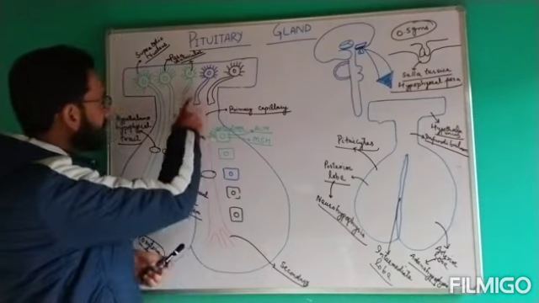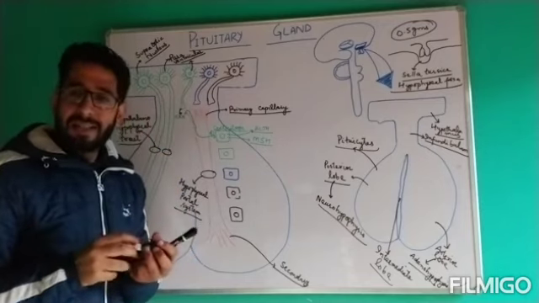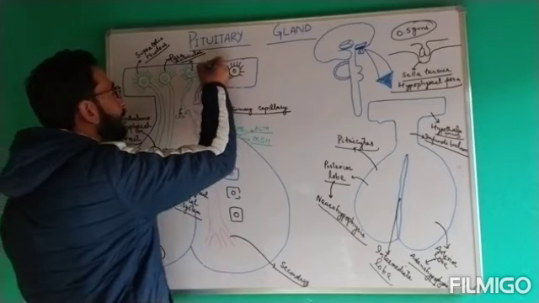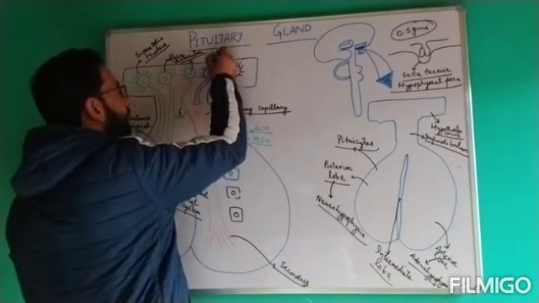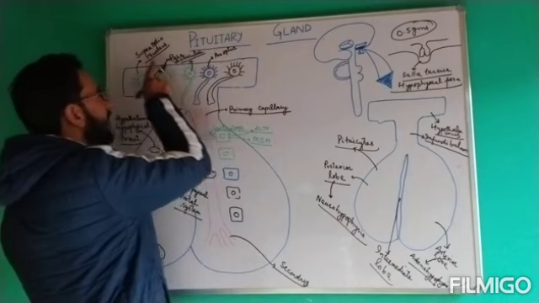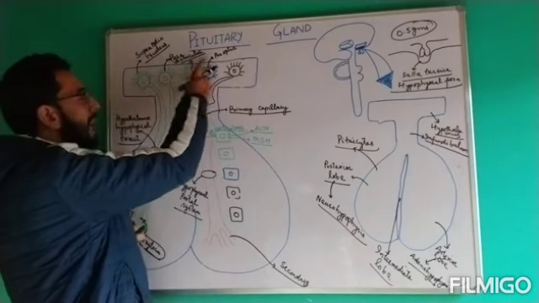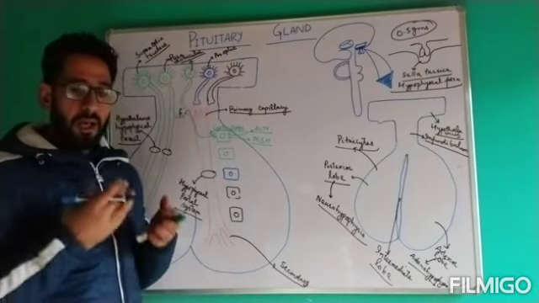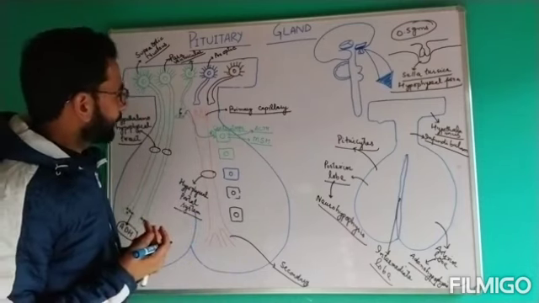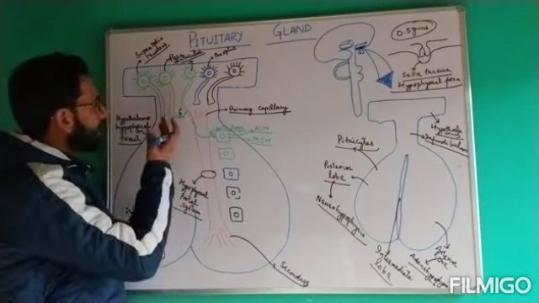Then we will come here to the second nucleus actually. This is called the pre-optic nucleus. Here is the supraoptic nucleus and here is the pre-optic nucleus. Now this pre-optic nucleus also secretes two hormones actually.